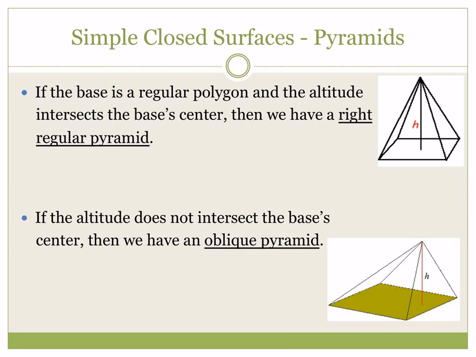If the base is a regular polygon, like if it's really a square or an equilateral triangle or an equiangular pentagon or whatever, and the altitude intersects the base's center, so that apex line that goes straight down actually hits in the very center of our object, then it's called a right regular pyramid. Regular because we've got the base as a regular polygon, and right because it's sort of straight up and down, straight vertical. We get these perpendicular segments. And then if you have the altitude not intersecting the center, then it's an oblique pyramid.